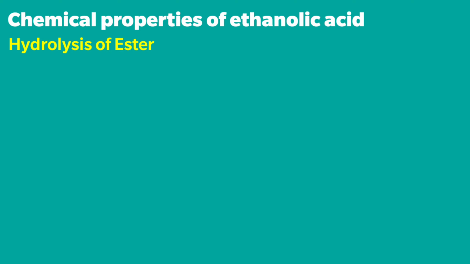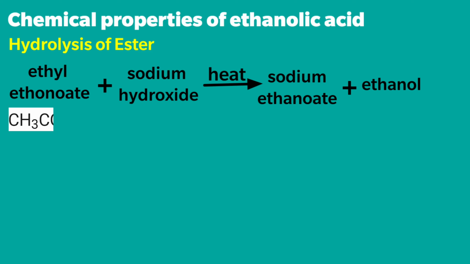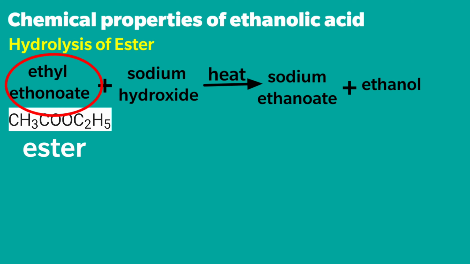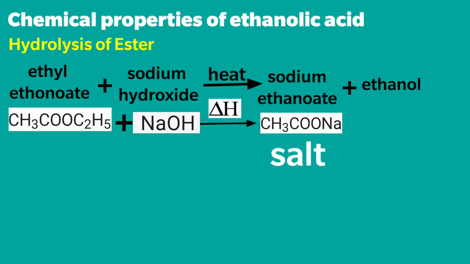Hydrolysis of esters. When ethyl ethanoate or ester is boiled with sodium hydroxide solution, then sodium ethanoate and ethanol are produced. We can write this equation: CH3COOC2H5, this is an ester, also called ethyl acetate and ethyl ethanoate, plus NaOH. If ester reacts with sodium hydroxide, it gives CH3COONa, this is a salt called sodium ethanoate and also called sodium acetate, plus C2H5OH.